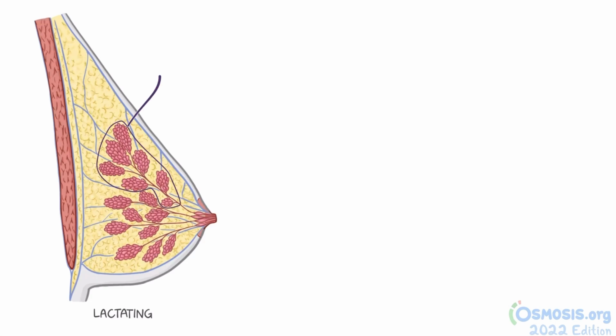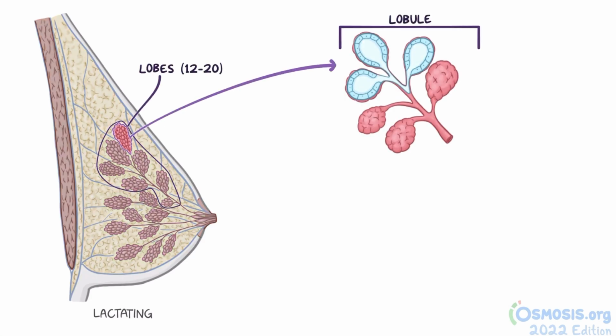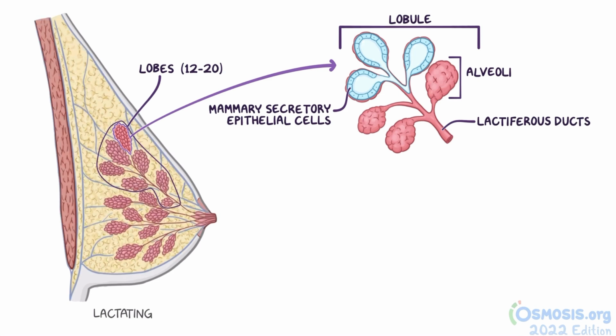The mammary glands are made up of 12 to 20 lobes, each of them containing several small lobules, which further contain clusters of alveoli that have mammary secretory epithelial cells. The alveoli, lobules, and lobes are connected to ducts that join to form larger ducts called lactiferous ducts, which drain the mammary glands through lactiferous sinuses to the tip of the nipple.